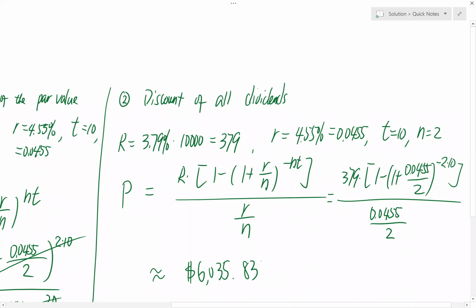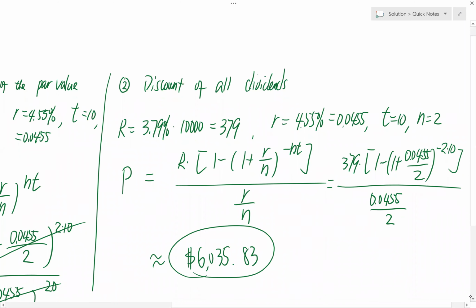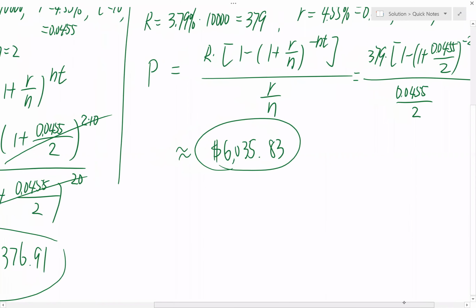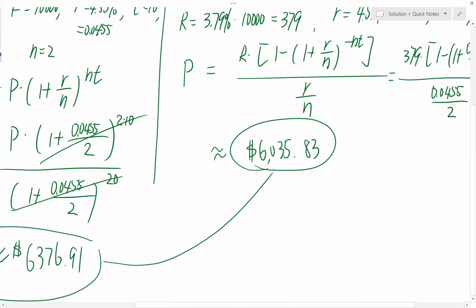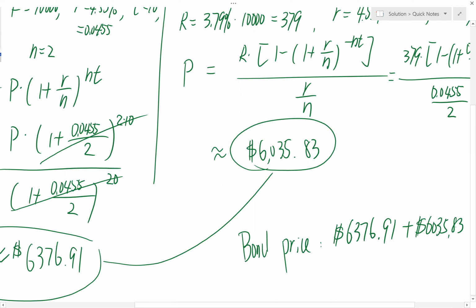Now, one more time, when you combine these two sources of income, right, that should be the bond price. So the final bond price, just adding those two, $6,376.91 combined with $6,035.83, and that is what we have here. In terms of bond price, that's how much you are willing to pay for this bond as of now.